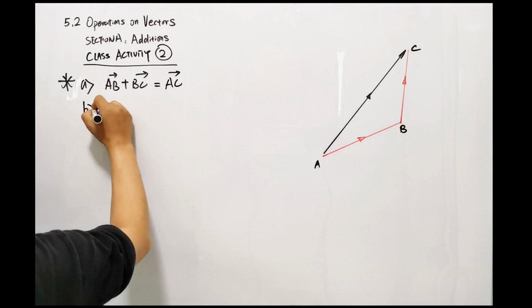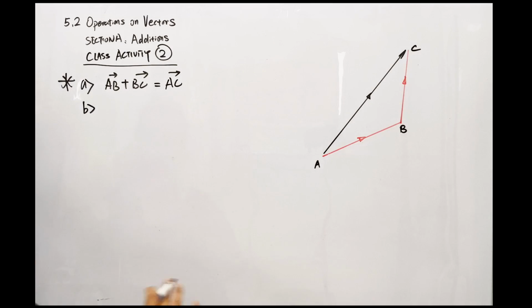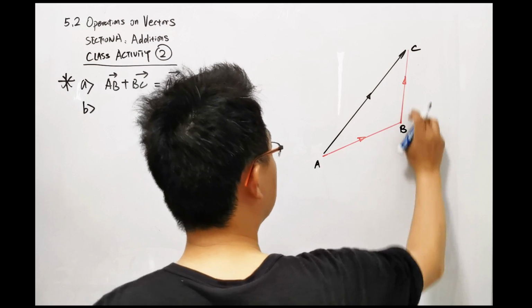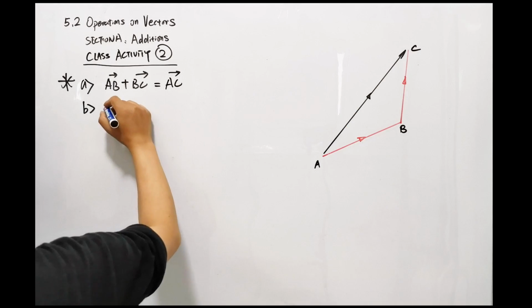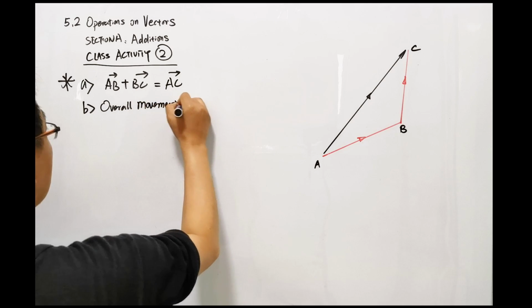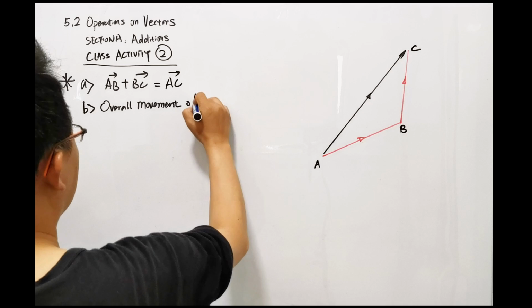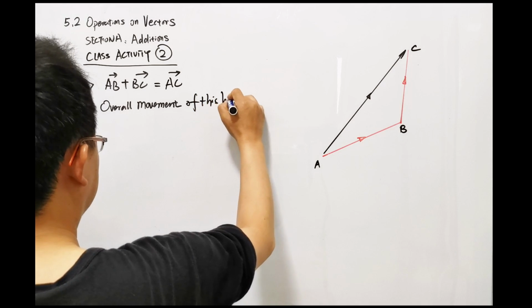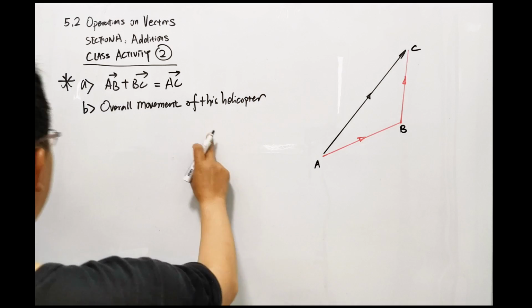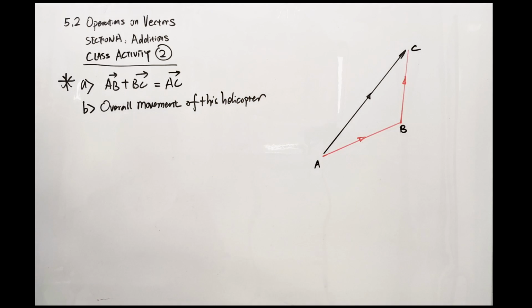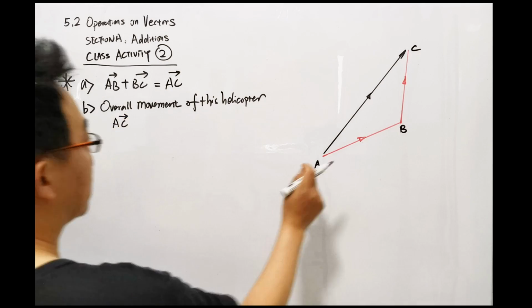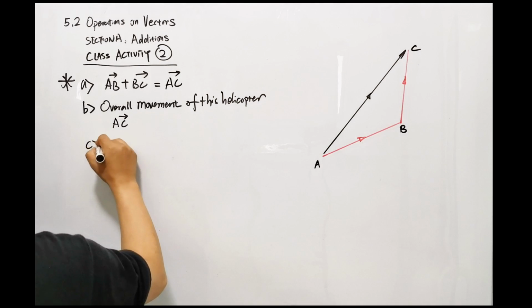Next one, B. Describe the overall movement of this helicopter. The helicopter goes from A to B and B to C. So the second one is the overall movement of this helicopter by a single vector. Basically it's the same thing. The single vector is AC, because the helicopter moves this way, and then this way.